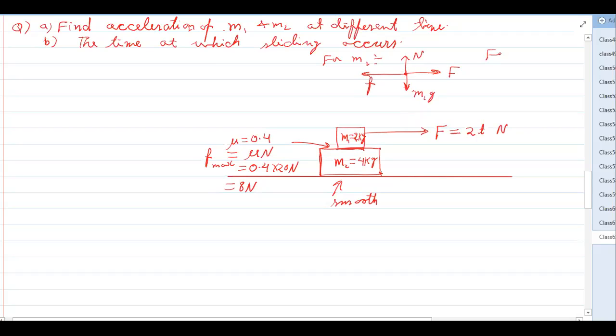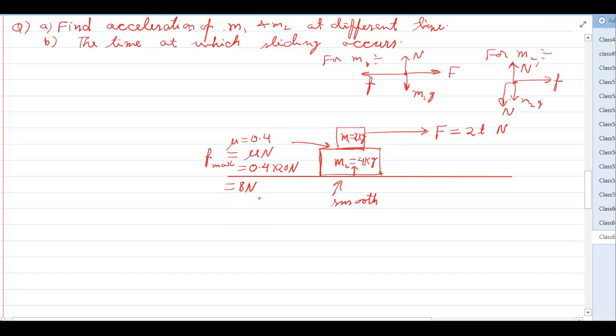So these two horizontal forces are there on M1. And if you write for M2, there is only one horizontal force, friction. There is the weight, and a normal force from the upper side, then the normal force from the ground. Vertical forces no need to consider. For M2, only friction is responsible.